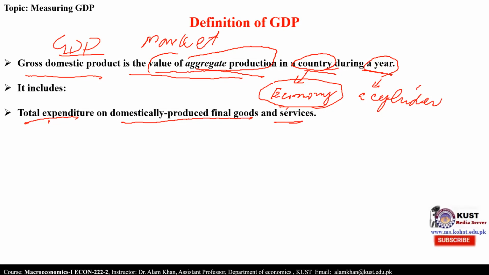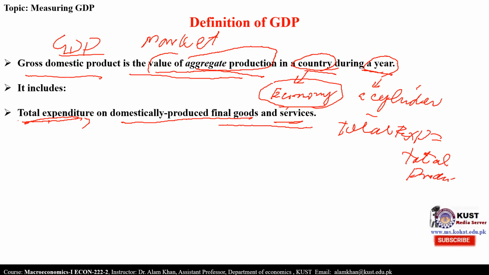It means that whatever is produced in a particular economy, ultimately it will be consumed. So it means that total expenditure will be equal to the total production of final goods and services.